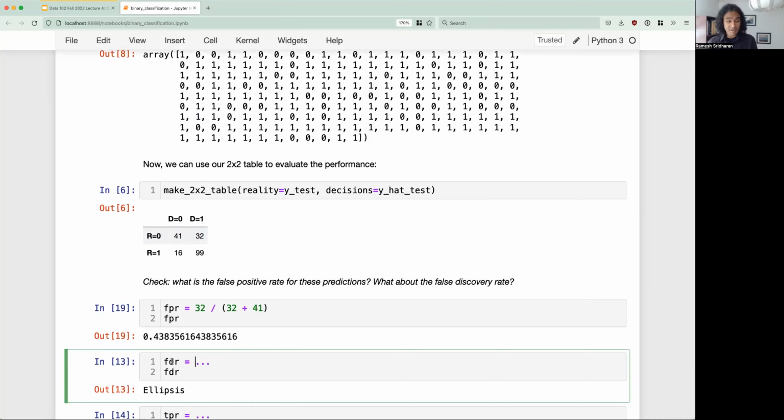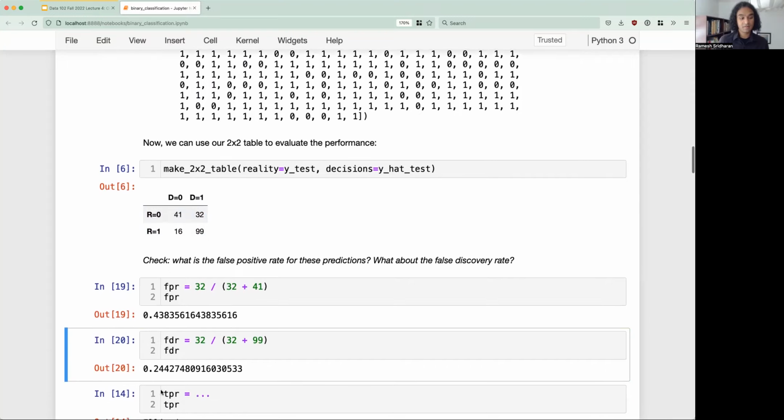What is our false discovery rate? False discovery rate, again, that's column-wise. It says, looking at our discoveries, cases where d equals 1, cases where we predict this patient does have cancer, then how often do we get it wrong? Well, there's, again, 32 of those false positives, and we made 32 plus 99 discoveries. And so our false discovery rate is 24%.